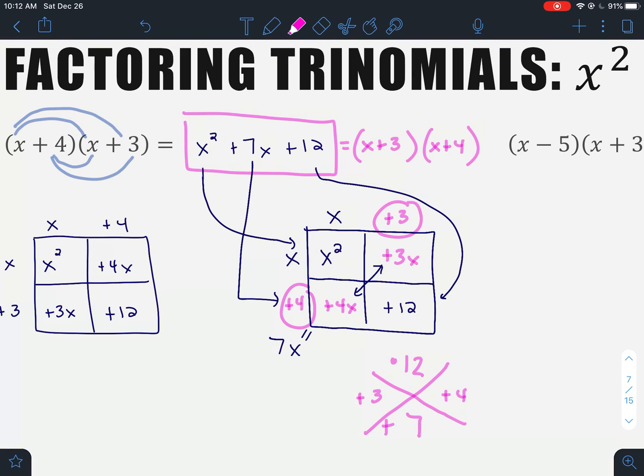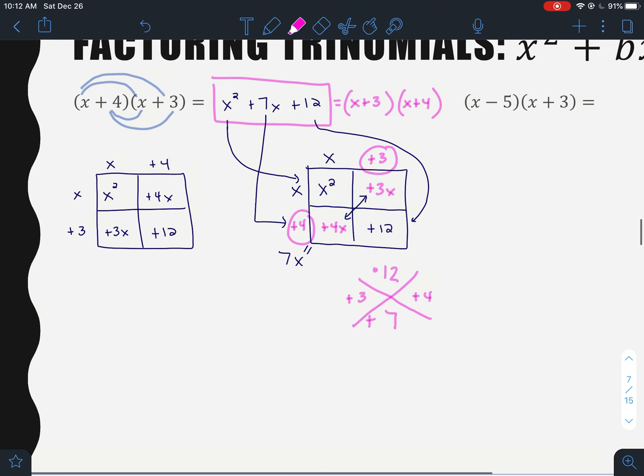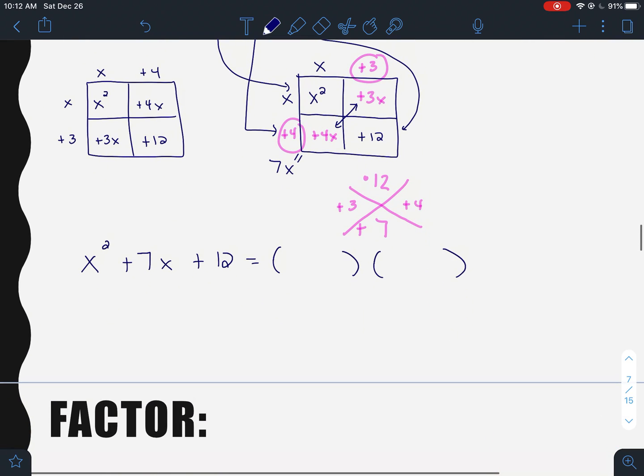So you can think about it in terms of figuring out what would have made the box. Or another way of thinking about it is, if you started with x squared plus 7x plus 12 and you want to break it back up into its parentheses, or factor it, you've got x squared, and then that term is called bx, and then that term is called c. What we're trying to do is find two numbers that multiply to give us the c term and add to give us the b term.